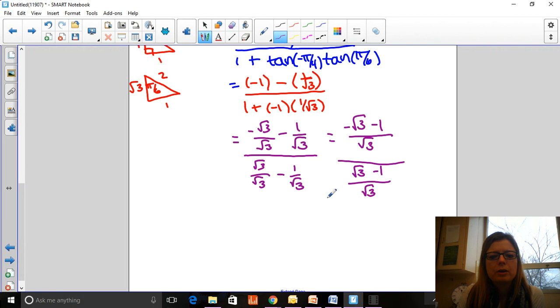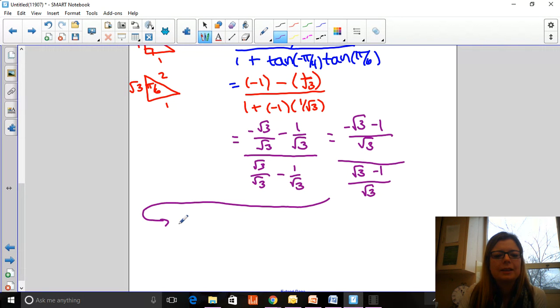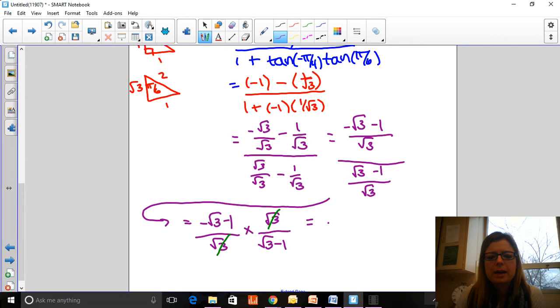Okay, so go back over here. I'm just trying to use my space. Okay, we can flip and multiply. So you get minus root 3 minus 1 over root 3 times root 3 over root 3 minus 1. Okay, so you can simplify this by crossing these guys off. So you're left with minus root 3 minus 1 all over root 3 minus 1. And that's it. That is your final answer.